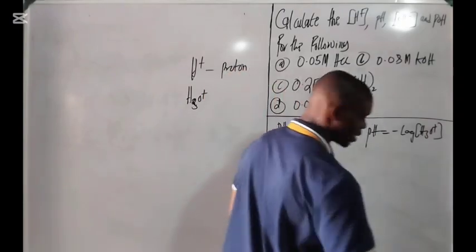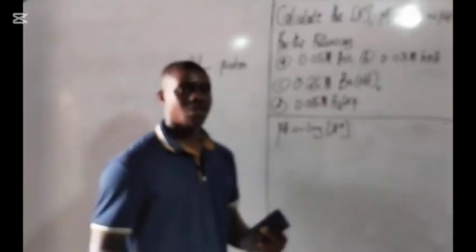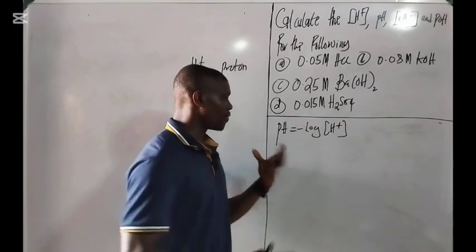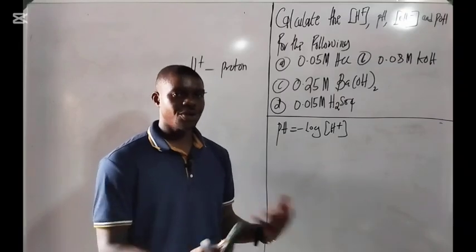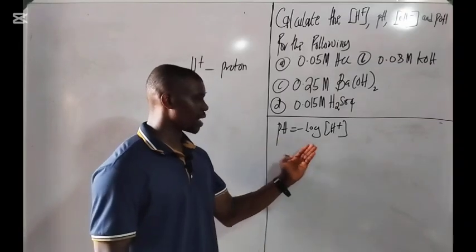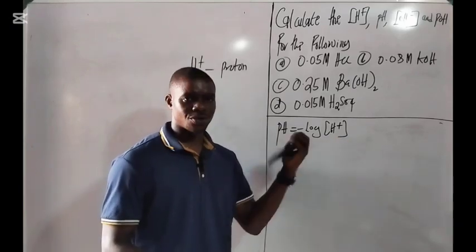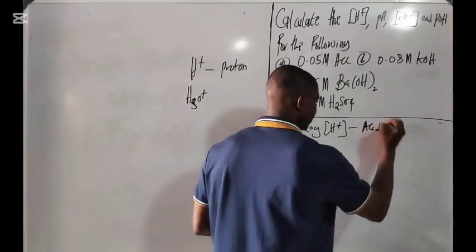But let's use the first one, because most times they use it. Sometimes we use one, sometimes we use the other. So the first formula you need for the calculation of pH, pOH, and the rest is pH equals minus log of the H plus concentration, called the hydrogen ion concentration. This one is for an acid.